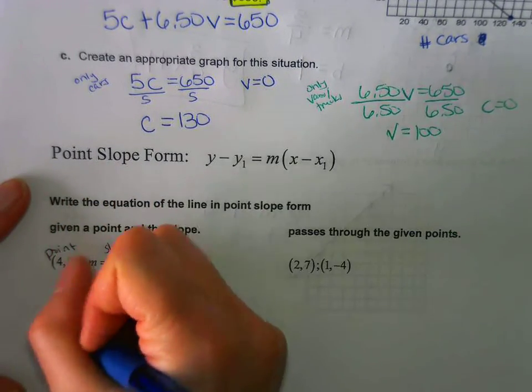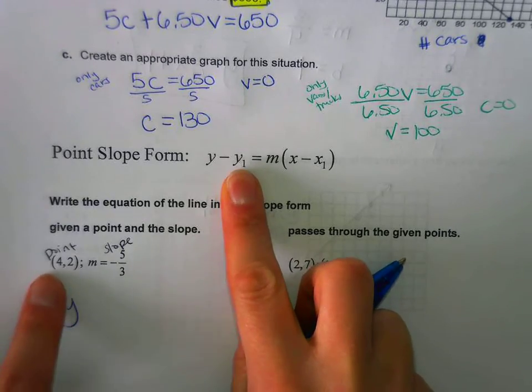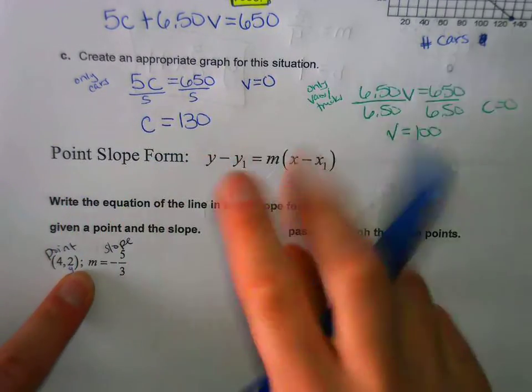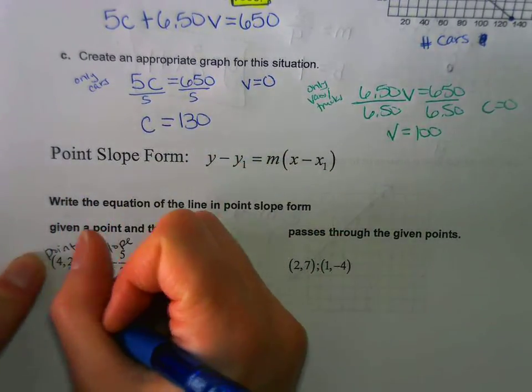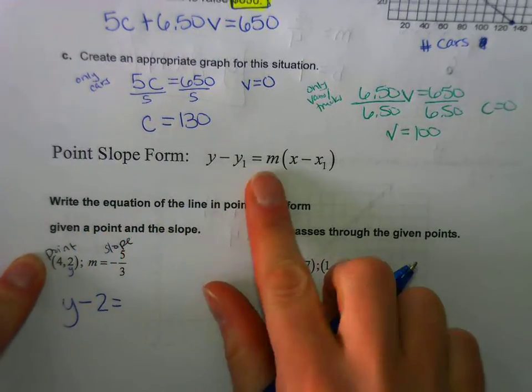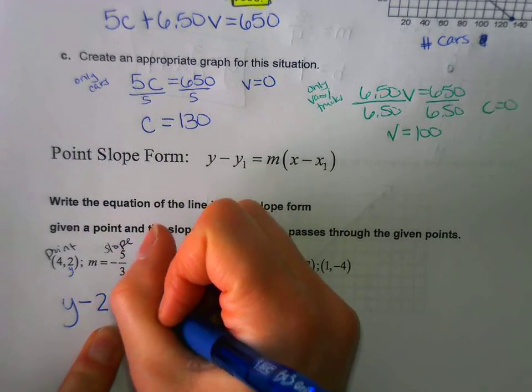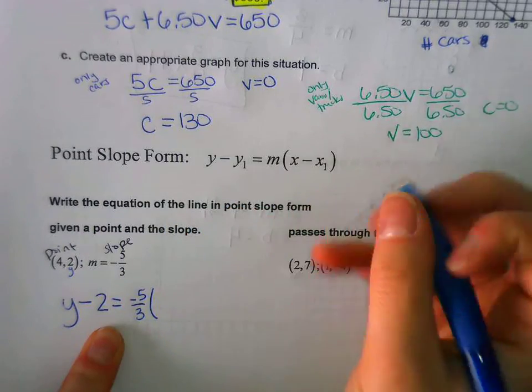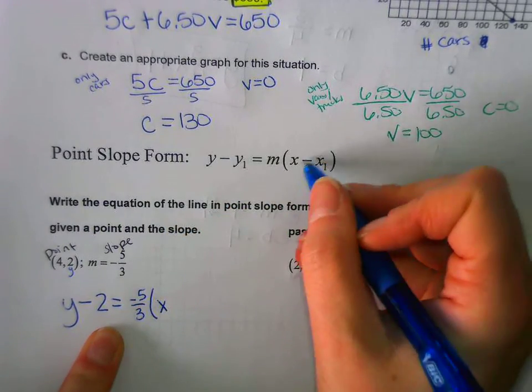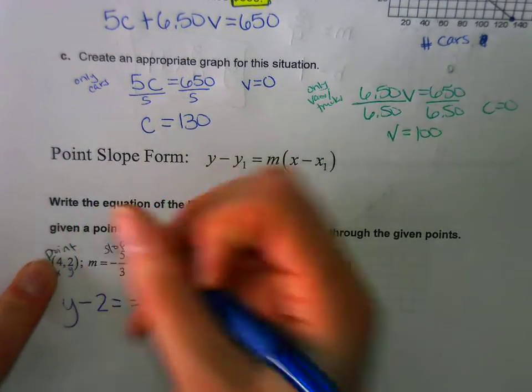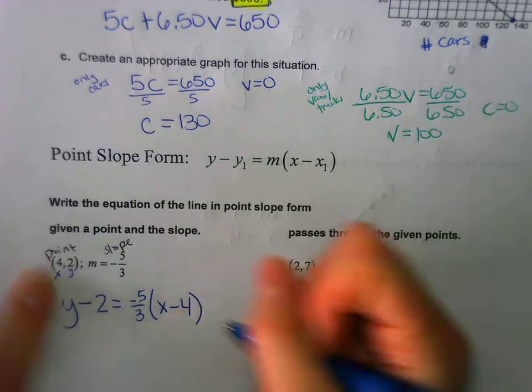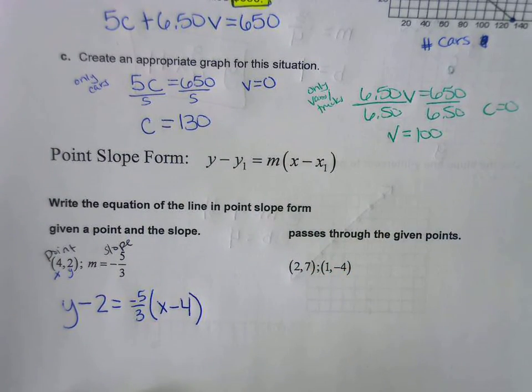So if I take this, I have y. So when I'm looking at my y value, which is right here, it's going to be opposite. So if I have a positive 2, it's going to be y minus 2 equals my slope, which is negative 5/3, times the quantity of x. And again, my x value is going to be opposite of what it is, so it'll be minus 4. And there's my equation for point-slope form.